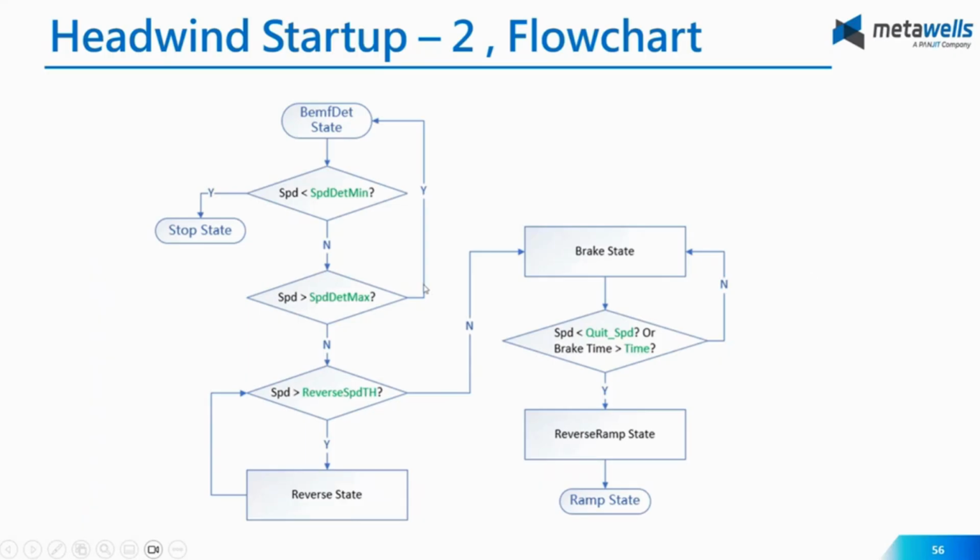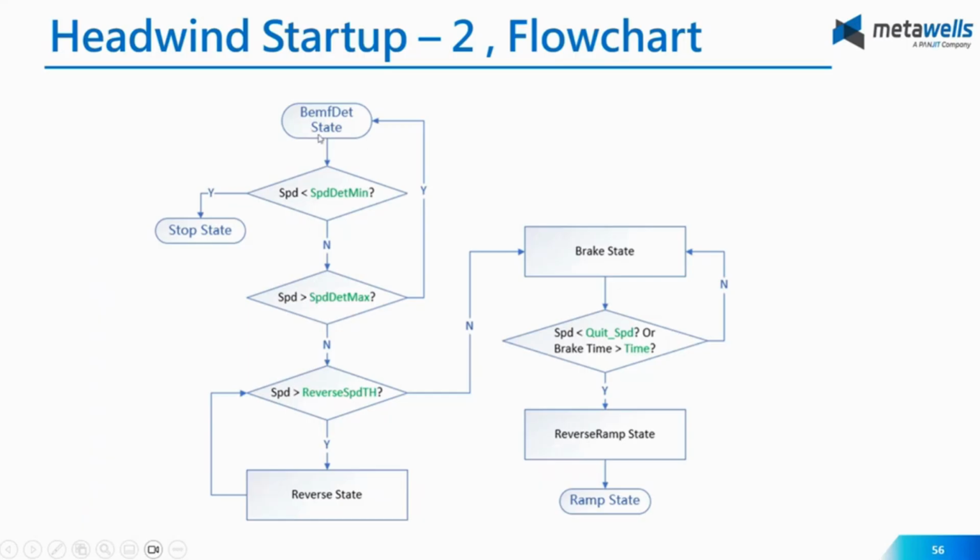Let's take a look at this flow chart to understand how reverse startup works. The items in green are the tunable parameters in the GUI, like speed detect minima or maxima and the reverse speed threshold. Let's describe this flow chart.